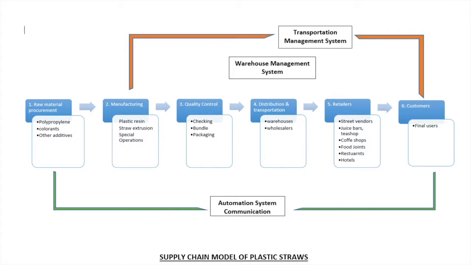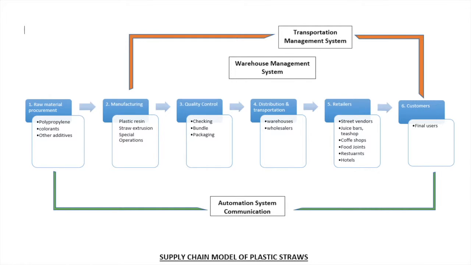The second step is to send the raw materials to the factory for production. This is when the plastic resin and other components are mixed together. The mixture is then extruded in a tube shape. The straw may undergo subsequent specialized operations before the next step. Step 3. The straw would undergo a manual collection and checking, then they are bundled up and put into packages.